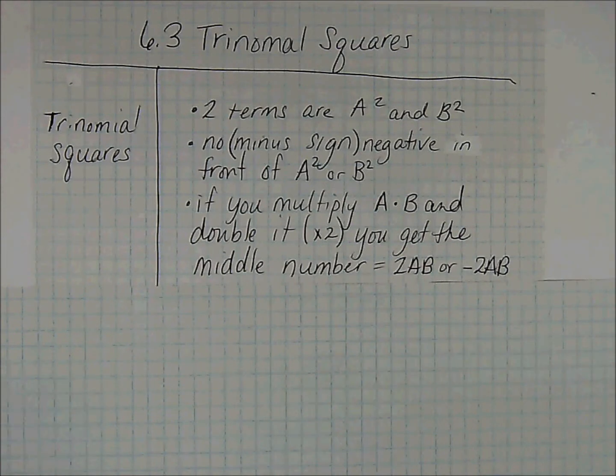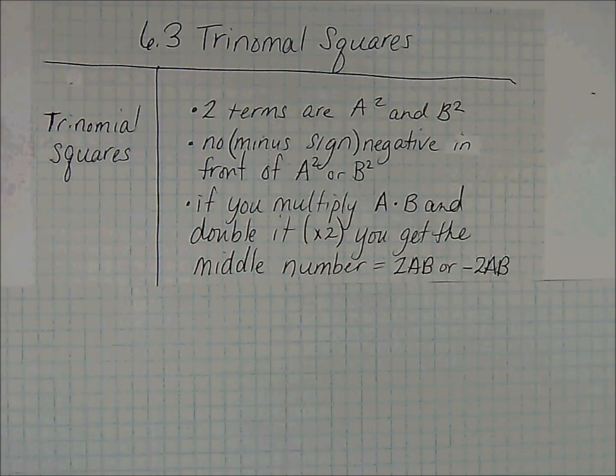The last thing is if you multiply the a times the b, not the a squared and not the b squared, a times b, and you double it, which remember that means multiply by 2, you get the very middle number of the equation, which is either going to be 2ab or negative 2ab.